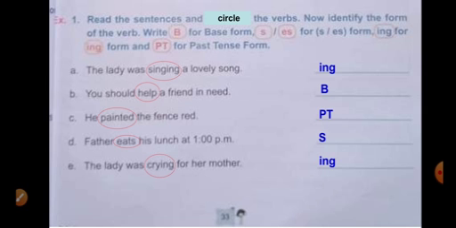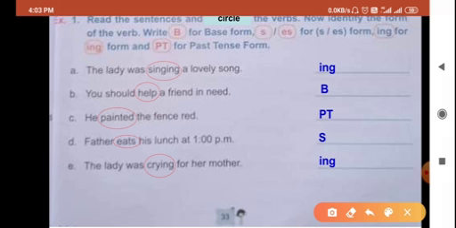The lady was singing a lovely song. Okay, so which is the form of verb? Sing. The verb sing is used in this sentence, and which form, students? Singing. Yes, ing is added to the base form of the verb, so we call it ing form. So in front of the sentence we will write ing. Okay, and this is the verb, students.